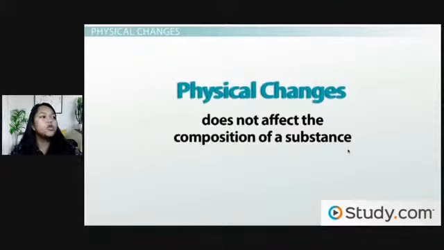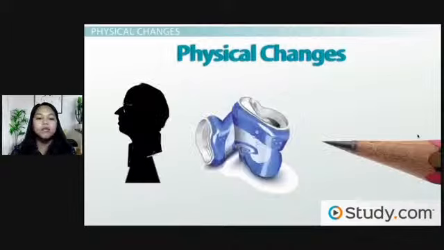That means, yung substance mo ay ganun pa rin, no? Yung wala siyang chemical change, no? There's no chemical change. There is no new substance formed. And usually, if it is just a physical change, pwede mo pa siyang mabalik sa kanyang original form. Okay, so that's your physical change. Does not affect the composition of a substance.